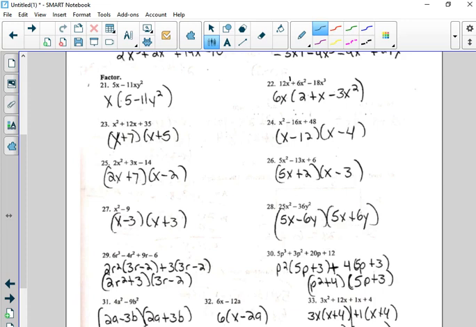23, you can factor. You need two numbers that multiply to give you 35. Signs are going to be the same, and they're both going to be positive, and they have to add up to 12. So 1 and 35, 5 and 7. That's your only choices.